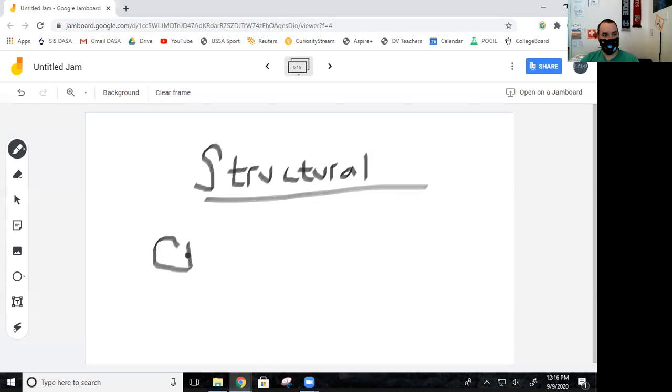So molecular formula, let's do CH4. It's one of my favorite molecules. So this is molecular. What is the structural formula of CH4? And you're all looking at me like, I don't know, you haven't told me what a structural formula is yet.